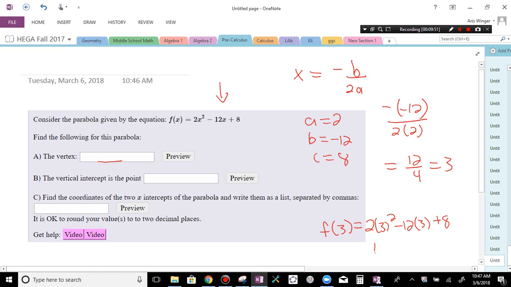9, 18 minus 36 plus 8, negative 10. Vertex is 3 comma negative 10.